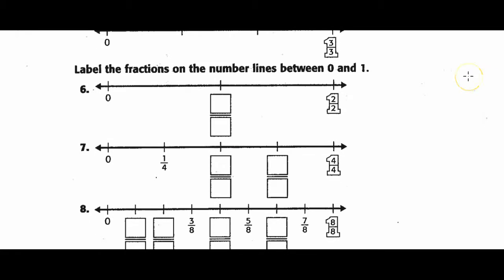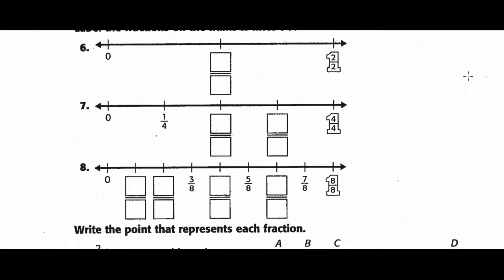Then 6, 7, 8 says label the fractions on the number line between 0 and 1. You see the little picture of 1? All of these equal 1. For each one of these, your denominator is the number on the bottom. So this should be 2. All of these right here should be fourths. And then number 8.